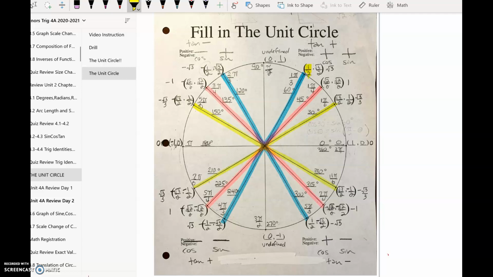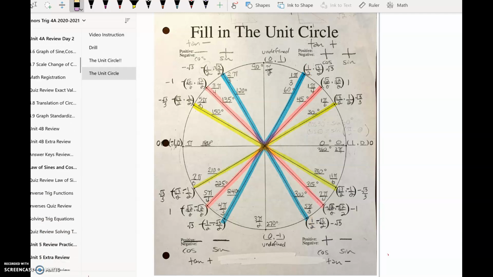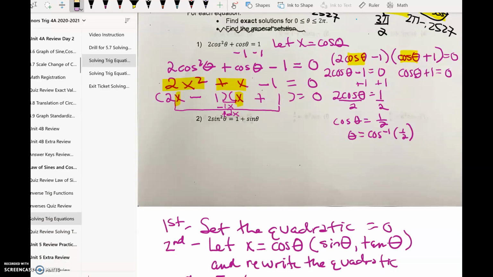I'm highlighting it. So I'm going to stick with blue. On the left, it's negative. Down here at 4 pi over 3, it's negative. Back here on the right at 5 pi over 3, it's positive. So my two answers where cosine is a half are pi over 3 and 5 pi over 3. Go ahead and erase that. Go back. So theta is pi over 3 and 5 pi over 3. Those are two of my answers.